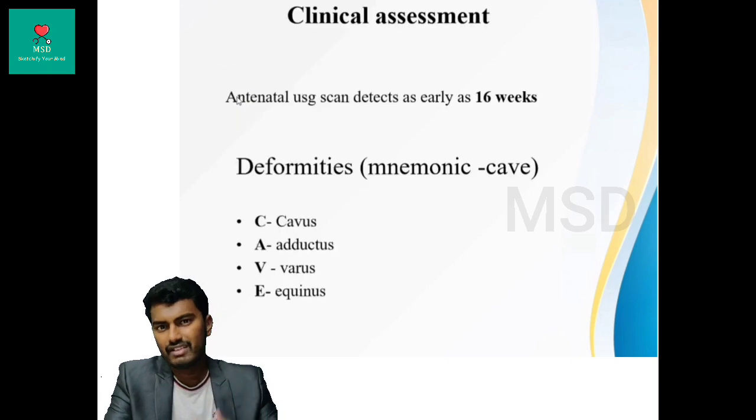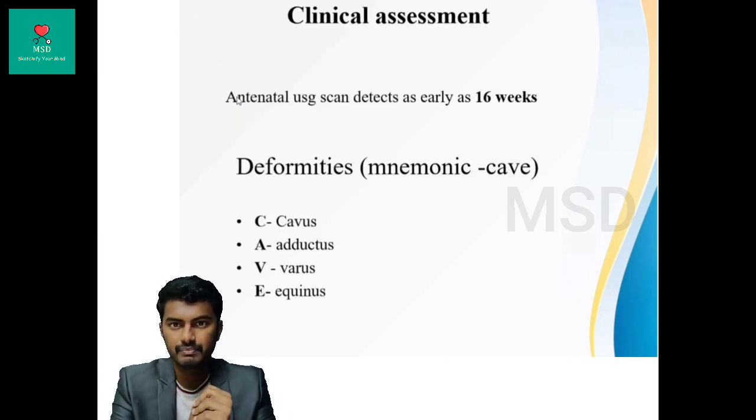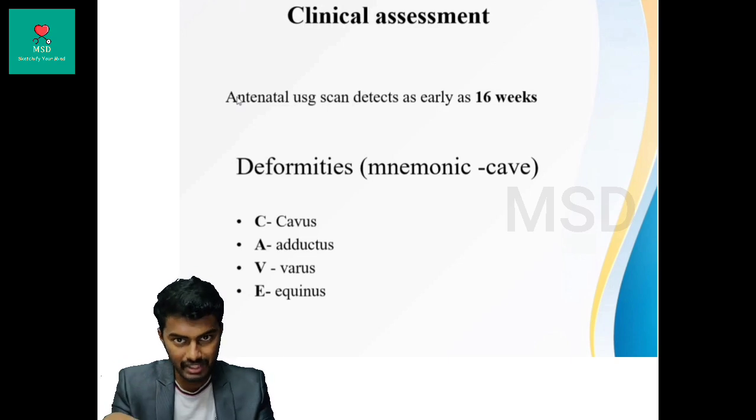So now we have completed the classification, how do we identify the deformities? In the ultrasound, it can be detected as early as the 16th week. But what we do is we don't have to do anything. Let the baby get delivered and then we can look after the clubfoot.